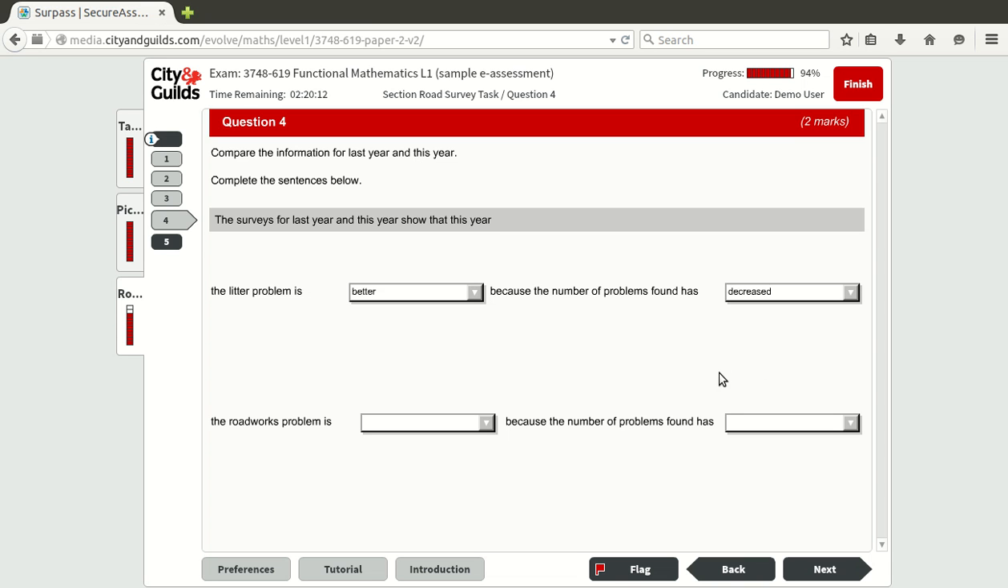And for the roadworks, last year was 2, and this year it's 4. So it means that the problem is getting worse, because there is an increase. So I'm going to go next. I hope you understand what I've been doing so far.